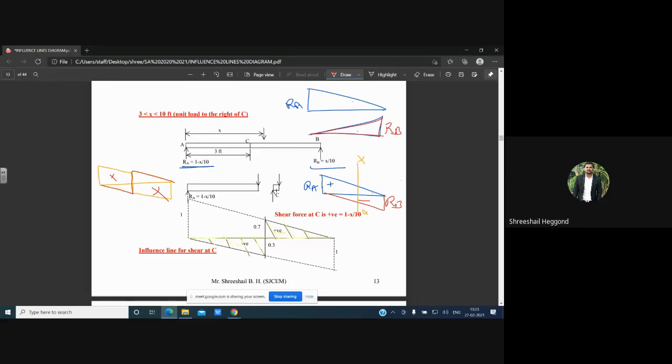These red lines indicate the shear force available in the ILD. That is the combination of both the diagrams, that is the blue and red colors. That is the RA diagram as well as the RB diagram. The ILD for RA and the ILD for RB are considered and drawn combined, that is the shear force. The shear force diagram will be drawn like this.